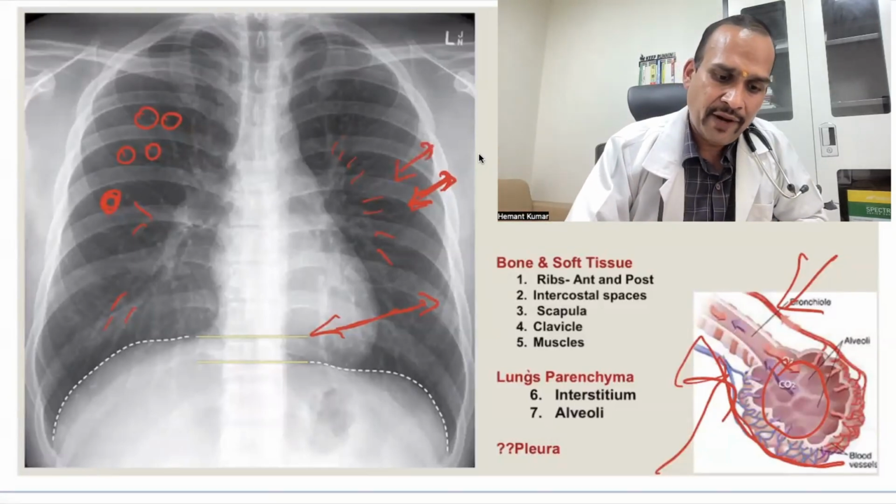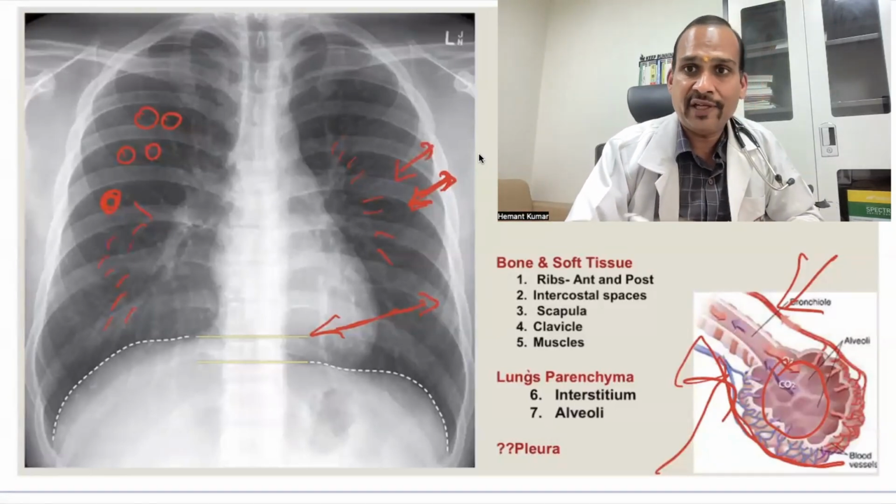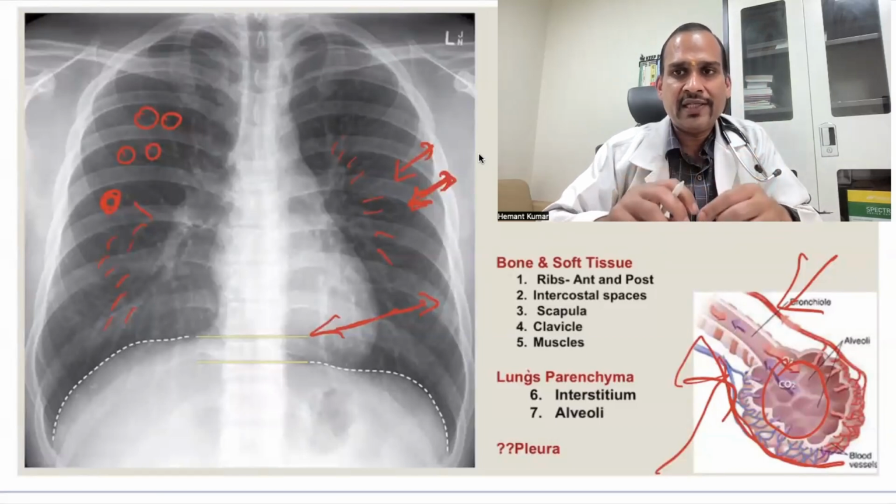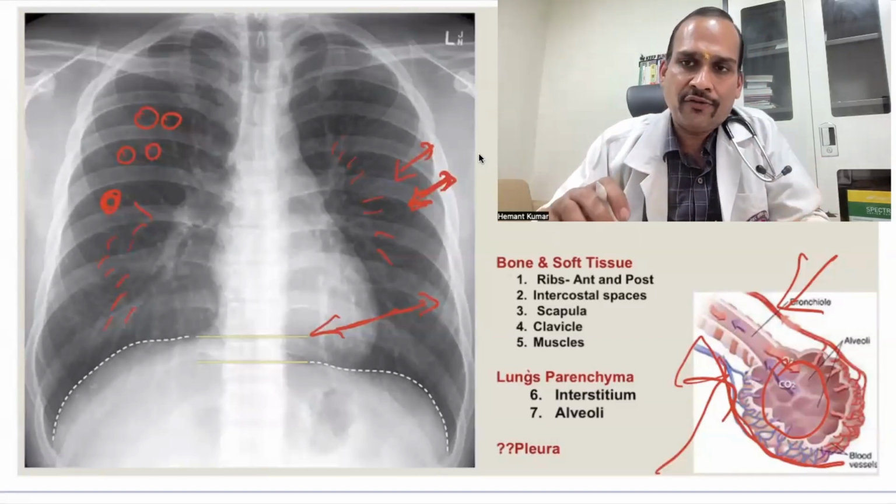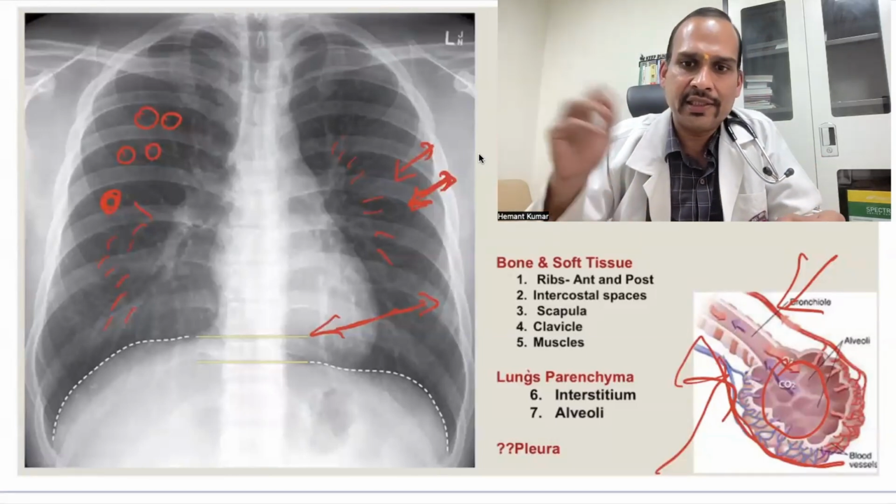If these white markings you see are very prominent, it means there is septal thickening. You can think of interstitial lung disease. We will discuss later, no problem.